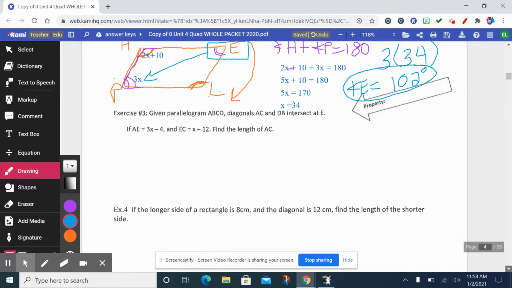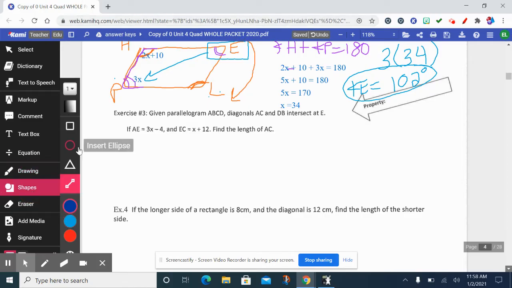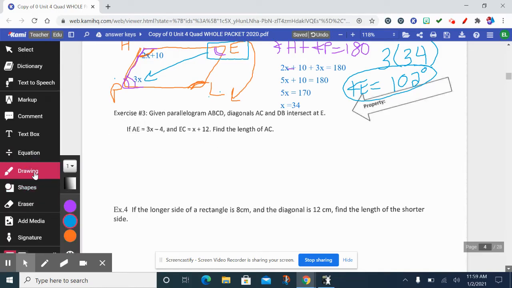Okay. Exercise 3. Given parallelogram ABCD. Now let's see if in my shapes I have a parallelogram. I guess not. So we're going to go based on another nice drawing. Okay. So here is our parallelogram, really badly drawn. That one's a little bit better. So given parallelogram ABCD, diagonals AC and BD intersect at E. So if I start down here this time, ABCD, A to C is one diagonal, B to D is the other, intersecting at a point E.